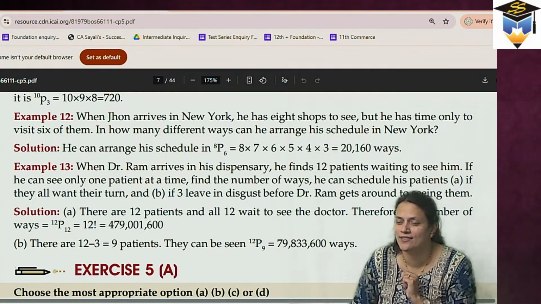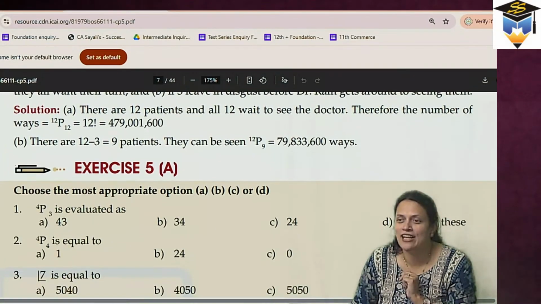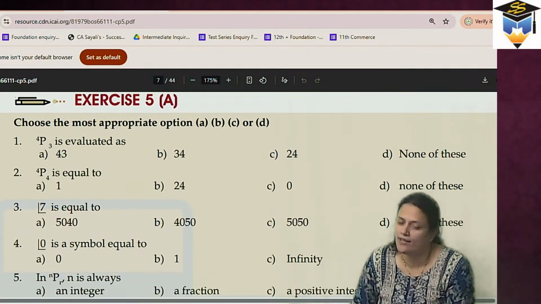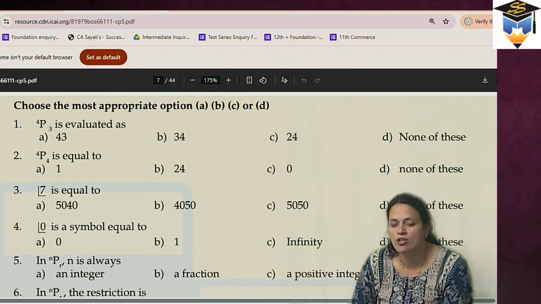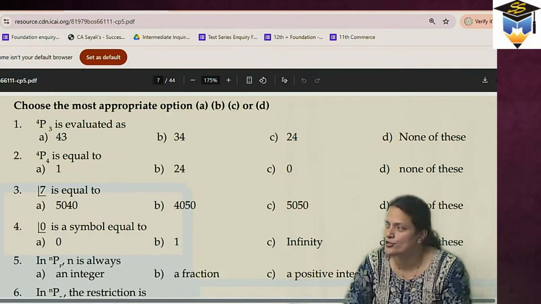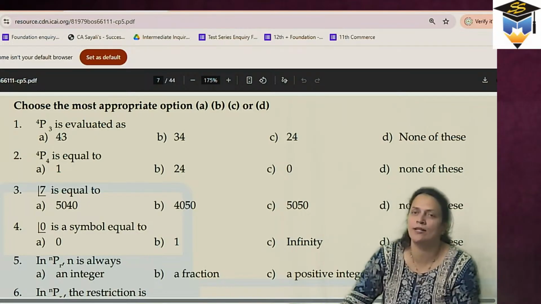No doubts now. Doubts will start coming from 5C and 5D onwards, not yet. Now solve the first 5. All of you solve the first 5. We will be discussing them shortly. I'll give you some time to solve.